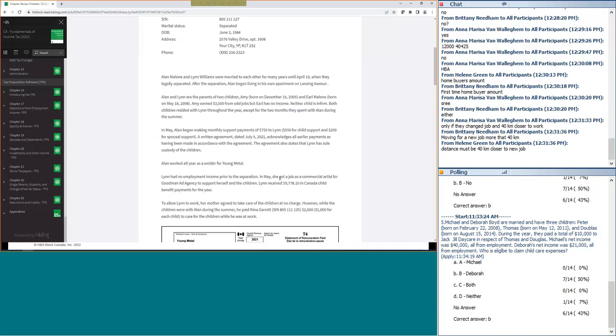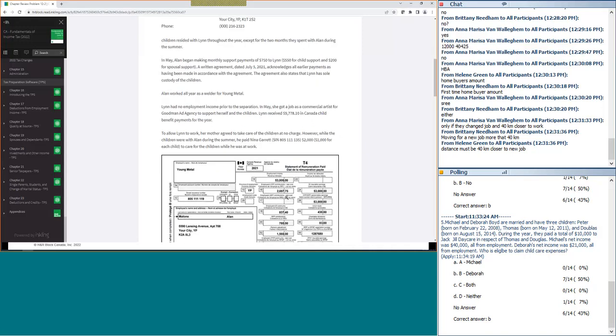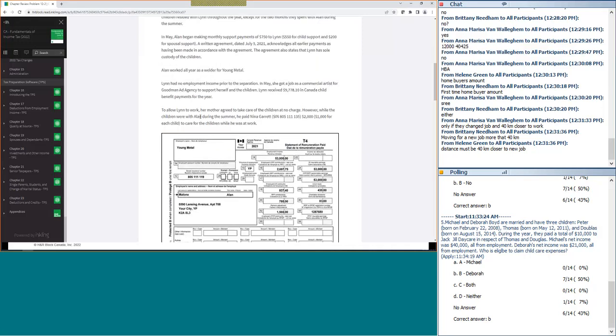After separation, she got a job. And Lynn did receive Canada Child Benefit payments for the year. She's the only one who received them. She was probably getting them while they were married. And now that they're separated, she has sole custody, so she's going to continue to be the only person who gets them. Okay.